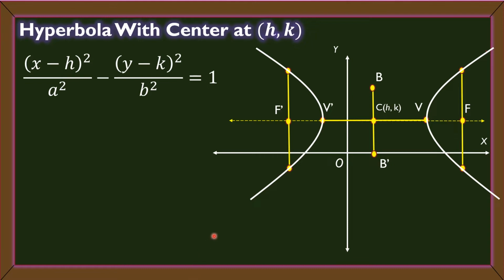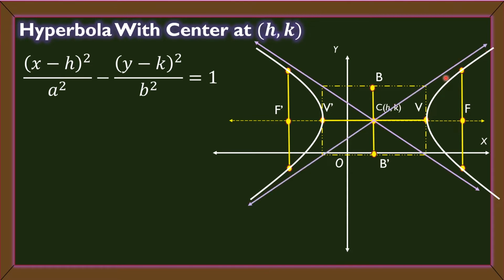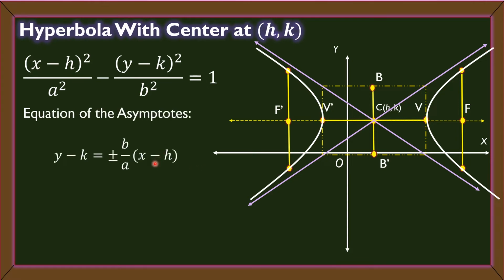The asymptotes of the hyperbola may be located by first drawing an imaginary rectangle passing through the vertices and the co-vertices of the hyperbola. The asymptotes are those lines containing the diagonals of this imaginary rectangle. And the equation of these asymptotes is given by y minus k equals plus or minus b over a times the quantity x minus h.